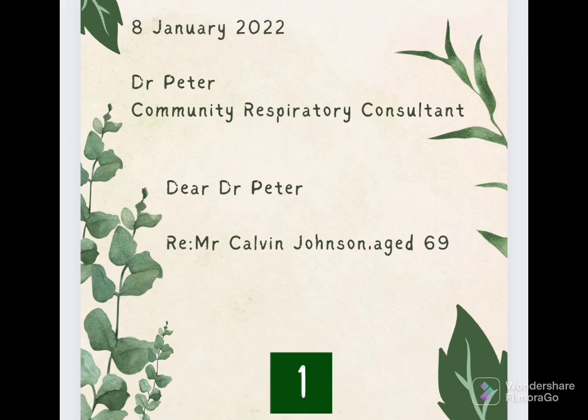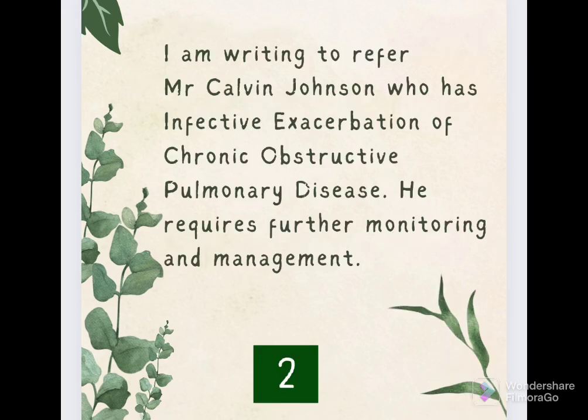Peter, community respiratory consultant. Salutation: Dear Dr. Peter, regarding Mr. Calvin Johnson, aged 69. So this is the first part of the letter.